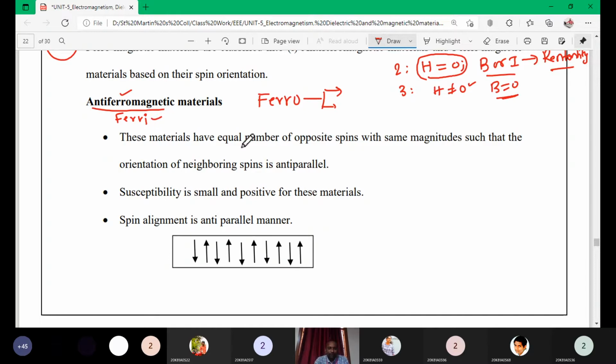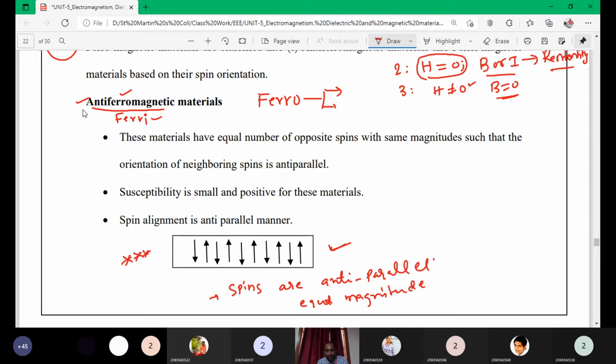So, antiferromagnetic and ferrimagnetic material, we will discuss this. Antiferro means, here this is the main important diagram. Here the spins are anti-parallel. This is a very important diagram. Without drawing this diagram, whatever you write is of no use. Spins are anti-parallel and of equal magnitude.